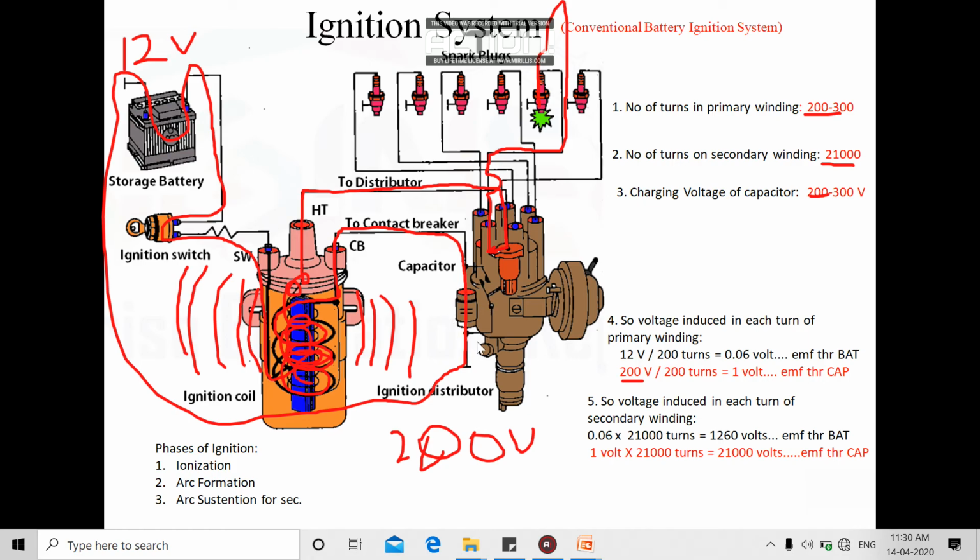Okay, the same capacitor is used in further developed generations of our ignition system, but the method of use is different. So this is the conventional ignition system. Here we have completed the construction and working of the conventional battery ignition system. Still some part is remaining, that is the phases of ignition.